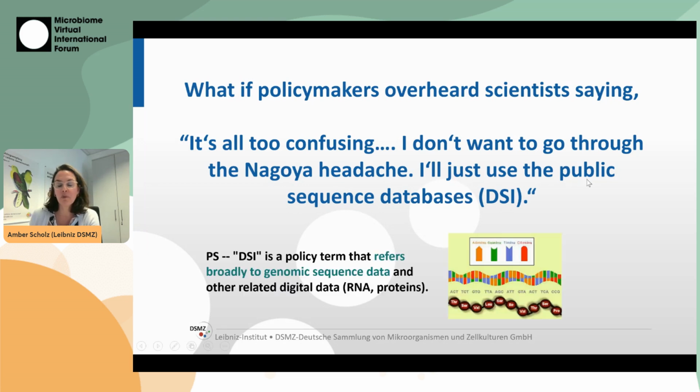And although for political reasons the term is not defined, digital sequence information is broadly understood by most to include genetic data, RNA, DNA, and proteins, almost certainly those that have sequence data, and probably could be extended to include other kinds of molecular data that is derived from the information contained in a genetic resource.